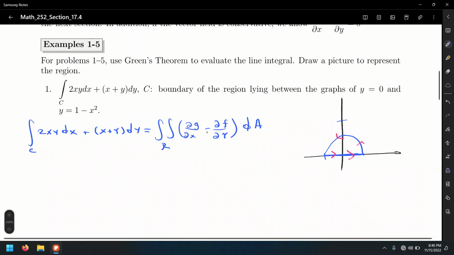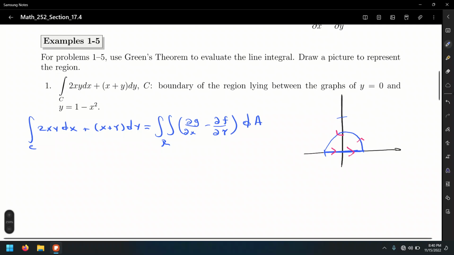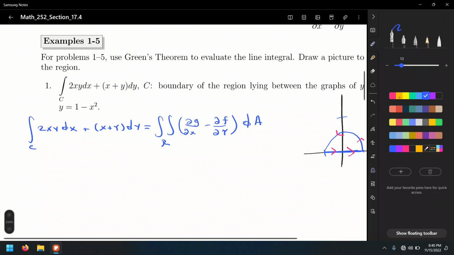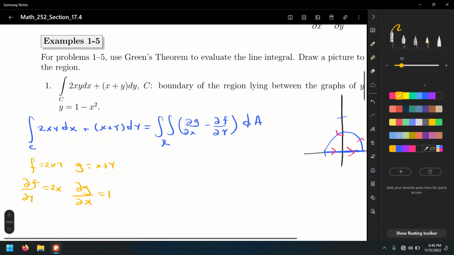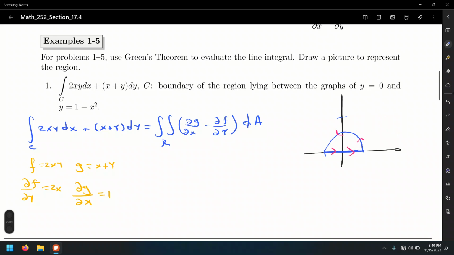So number one, let's find these two partial derivatives. So f is 2xy, and g is x plus y. The partial of f with respect to y is 2x, and the partial of g with respect to x is 1. So all we have to do here is evaluate this double integral over the region R of 1 minus 2x.